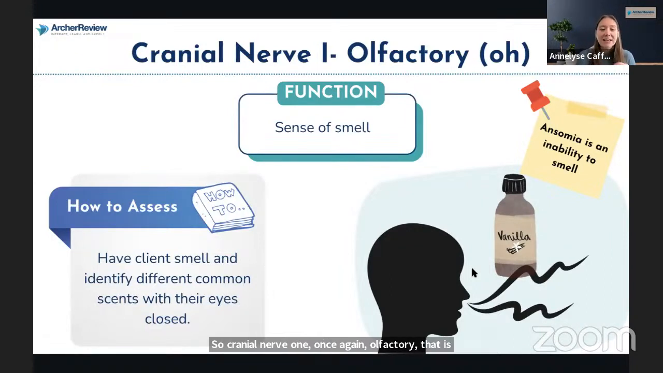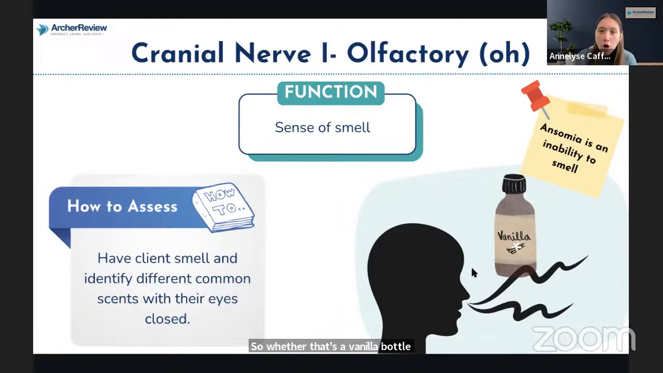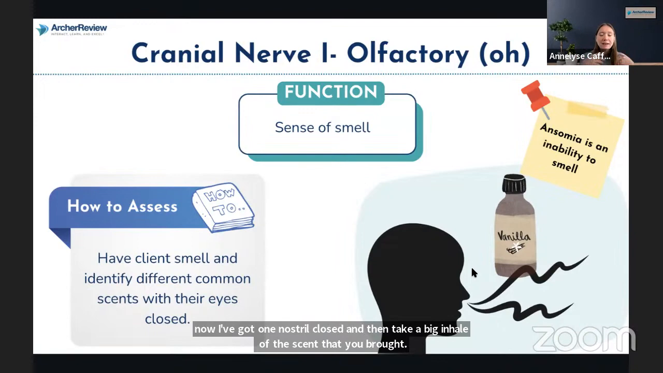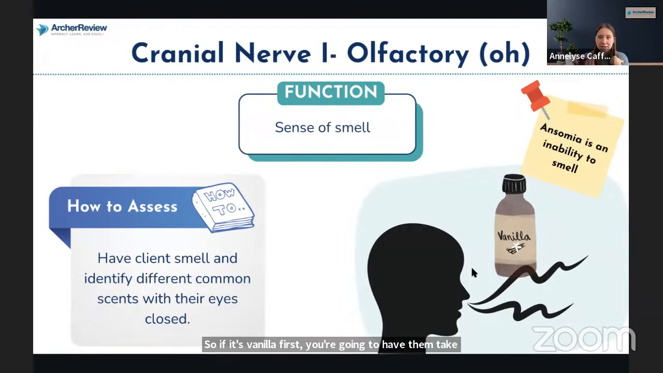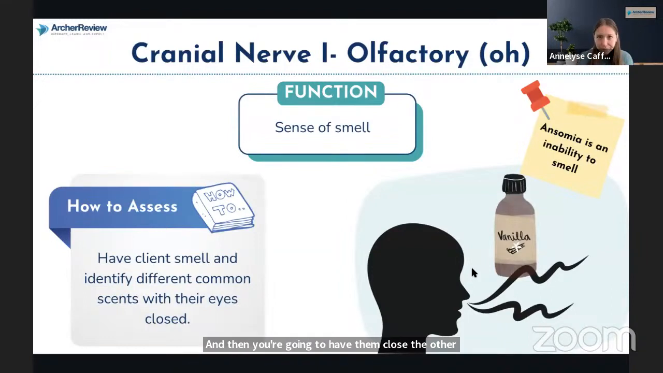The way that we assess that is when we bring in that thing that we brought in for clients to sniff. Whether that's a vanilla bottle or coffee beans or alcohol swabs, if you're going to test the different nares or nostrils separately, which would be my recommendation, you kind of need 2 scents. Because what you're going to do is have the client close their eyes, plug one nostril, and then take a big inhale of the scent that you brought. So if it's vanilla first, you're going to have them take a big scent of that, and then they're going to tell you what they thought they smelled. And then you're going to have them close the other nostril, take a big whiff, and let you know what they smelled.